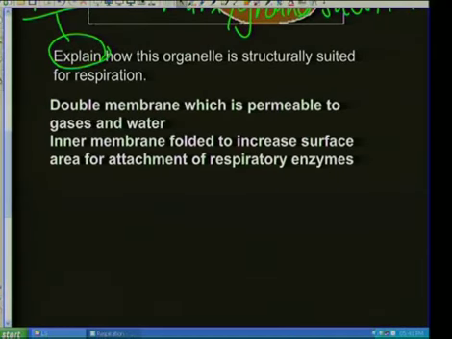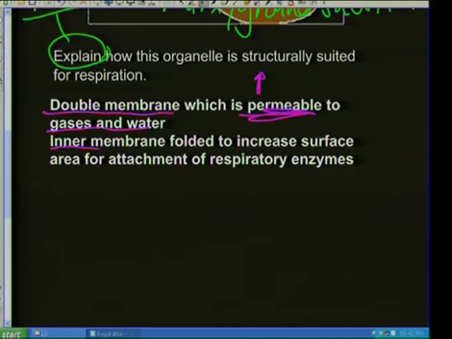First of all, it has a double membrane, which is permeable to gases and water. So it has a property of permeability. And what does this do? It allows gases and water to pass into or out of it, which is important because it's involved in cellular respiration where gases are involved, where water vapor is involved. So you must be able to enter or leave, whichever way they're going.